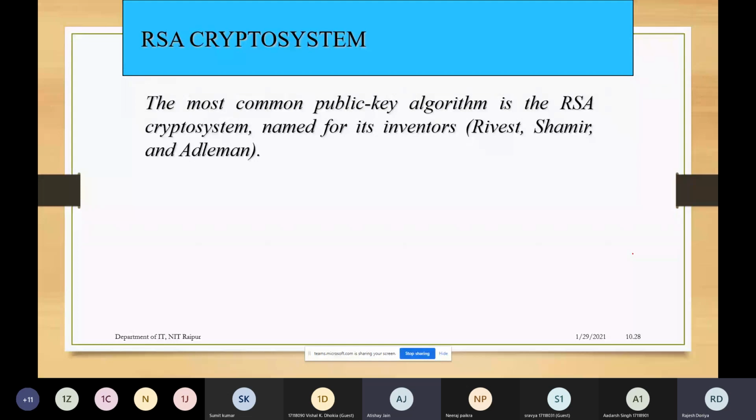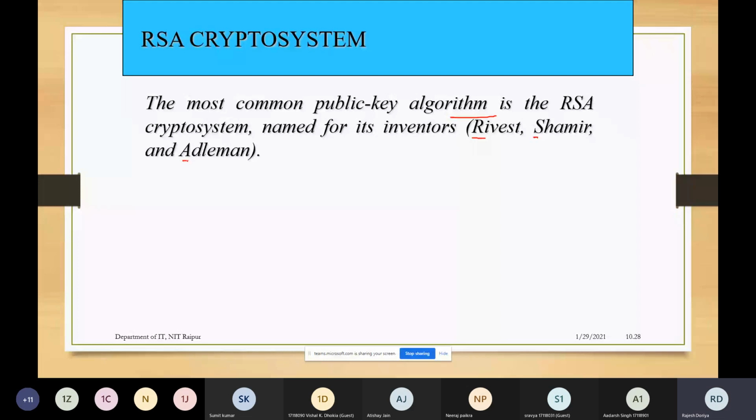Okay. So now pay your attention, because this is a very famous algorithm and a very widely used one as well. So first we will begin asymmetric cryptography with RSA. The RSA is the most common public key algorithm, and it has been named after its inventors, Rivest, Shamir and Adleman. So this is how the RSA name has been given.